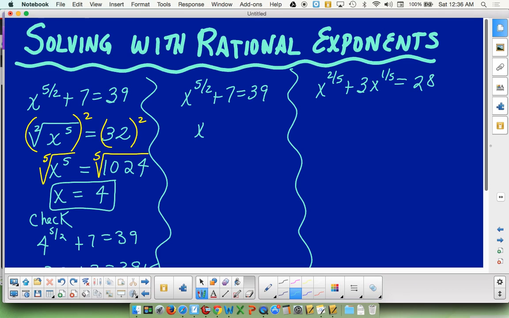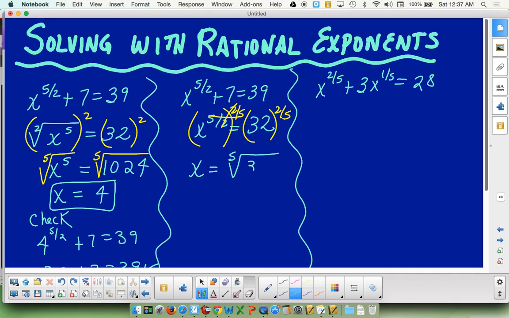The other option is to leave it as an exponent. Subtract the 7 and get the 32. If you want to get rid of a 5/2, you simply need to take it to the 2/5 power. Do the reciprocal power, because when you multiply the powers, it's going to cancel. Now, of course, then I have to take 32 to the 2/5 power. So then I'm going to have to work out what's 32 to the 2/5 power.